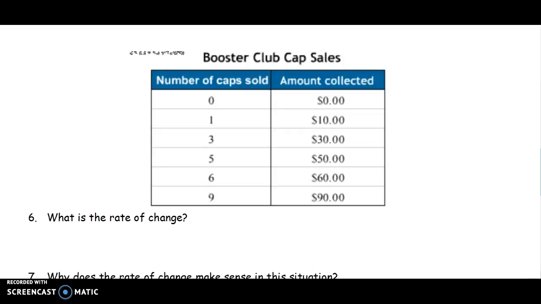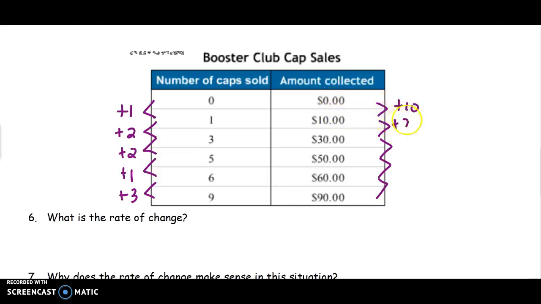So let's find the rate of change. So if we find all our jumps, we have 0 to 1 is plus 1, 1 to 3 is plus 2, 3 to 5 is plus 2, 5 to 6 is plus 1, and 6 to 9 is plus 3. These are not constant numbers. So we're going to have to take the rate of change 3 times. 0 to 10 is plus 10, 10 to 30 is plus 20, 30 to 50 is plus 20, 50 to 60 is plus 10, 60 to 90 is plus 30.